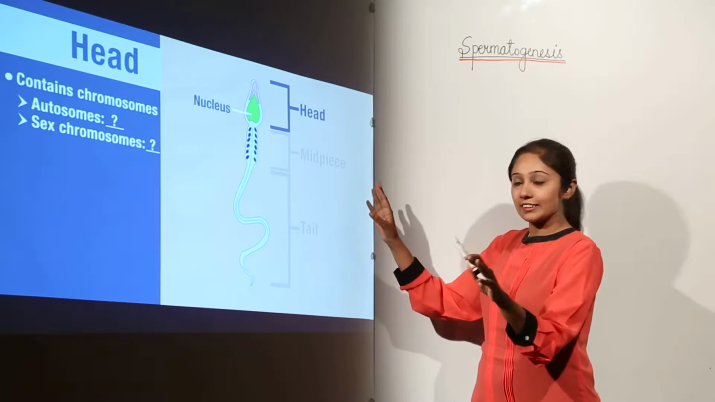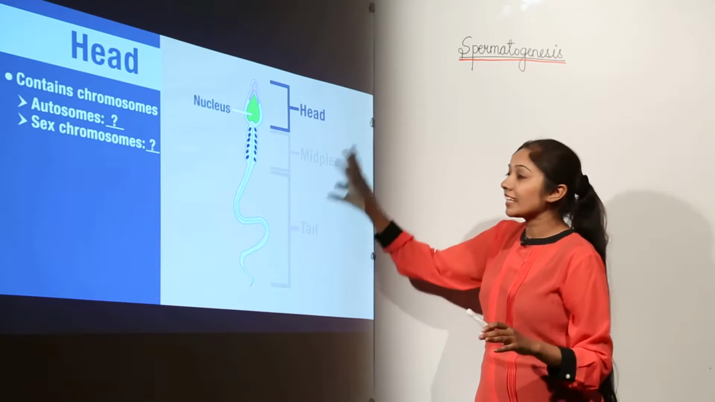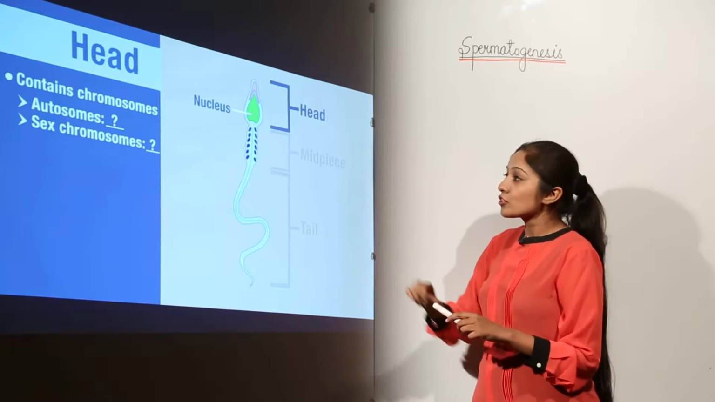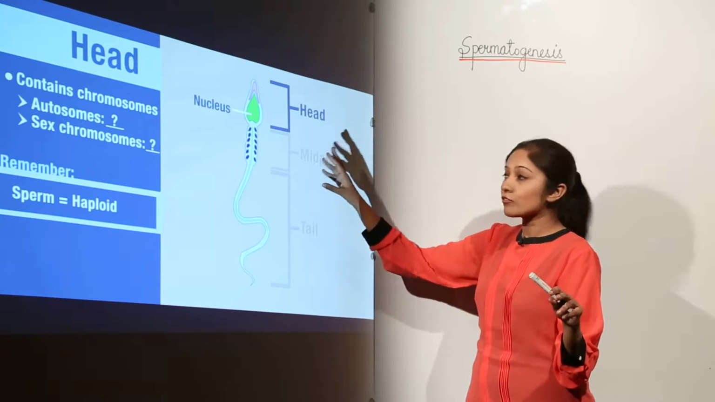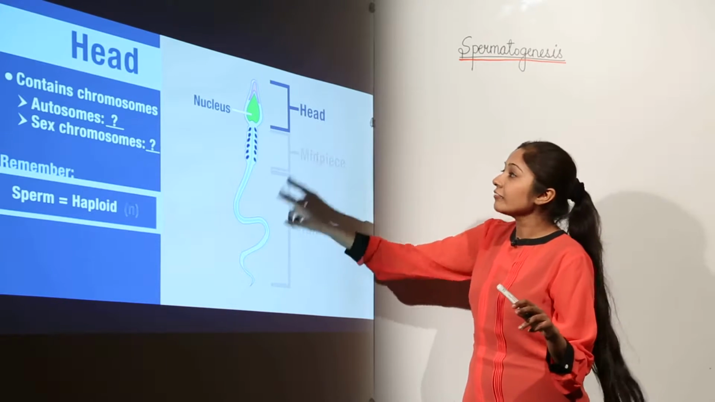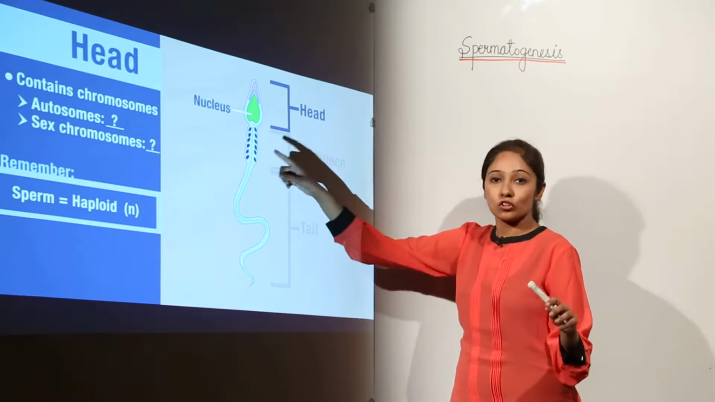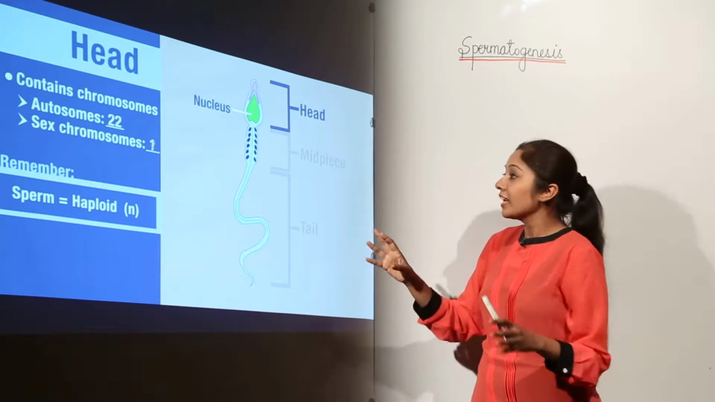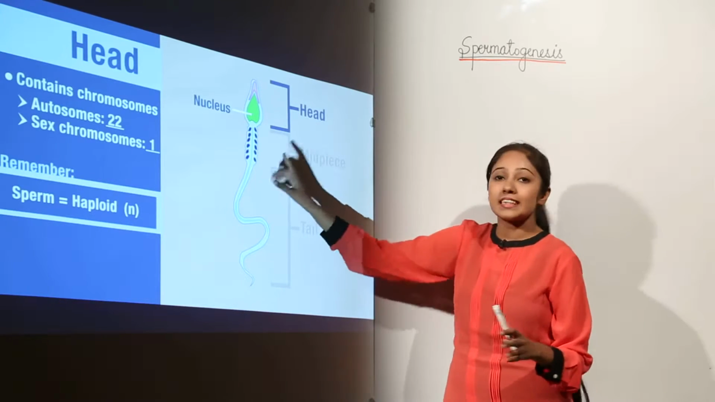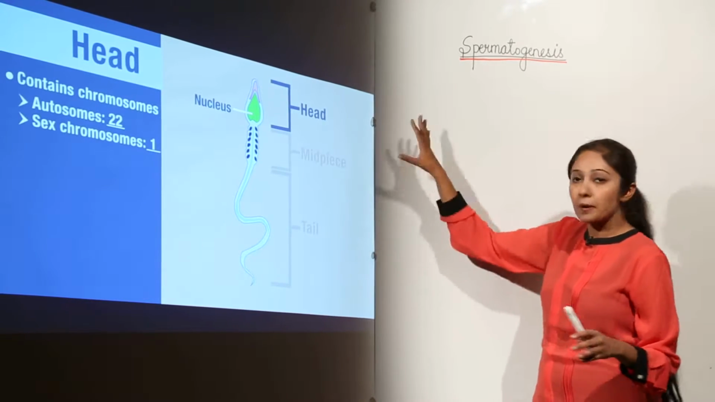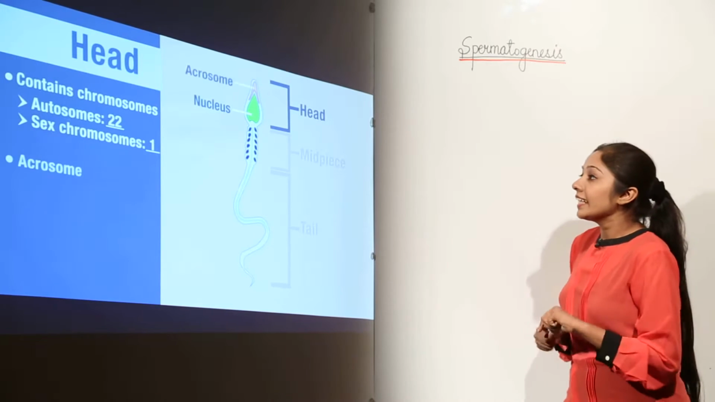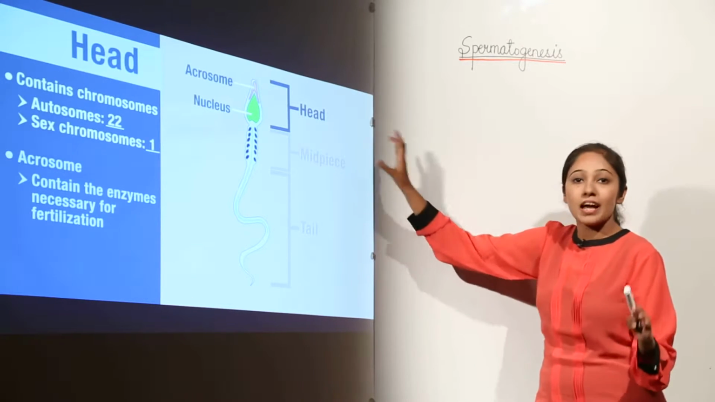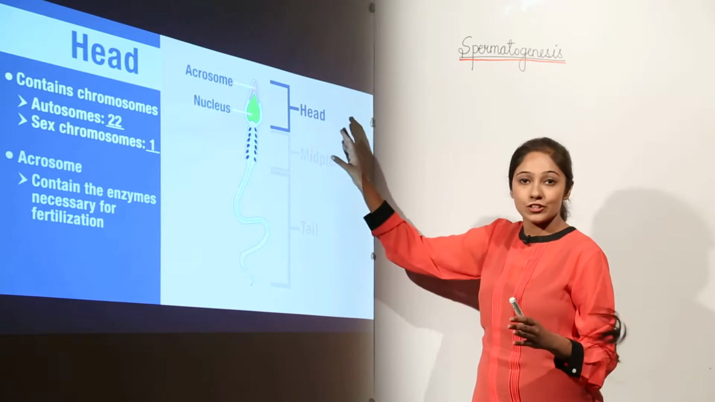Let's wait and discuss. You all know that these gametes are haploid cells. Haploid means half the number of chromosomes. So generally there are 44 chromosomes, 44 autosomes. So in the sperm we'll have 22 autosomes, means half the number of autosomes that are present in a normal cell. We talk about sex chromosome, only one sex chromosome will be there in a sperm, in a spermatozoa. Next we move on to this acrosome. This acrosome contains enzymes that are necessary for fertilization.